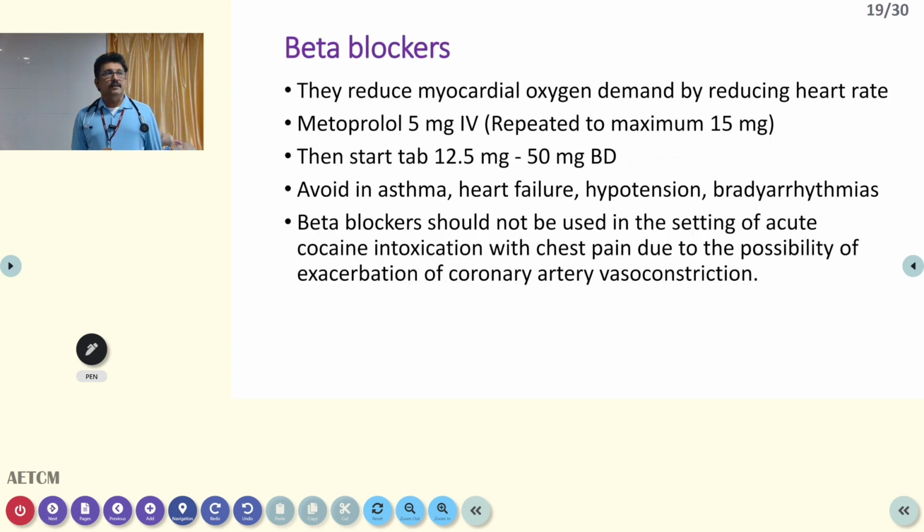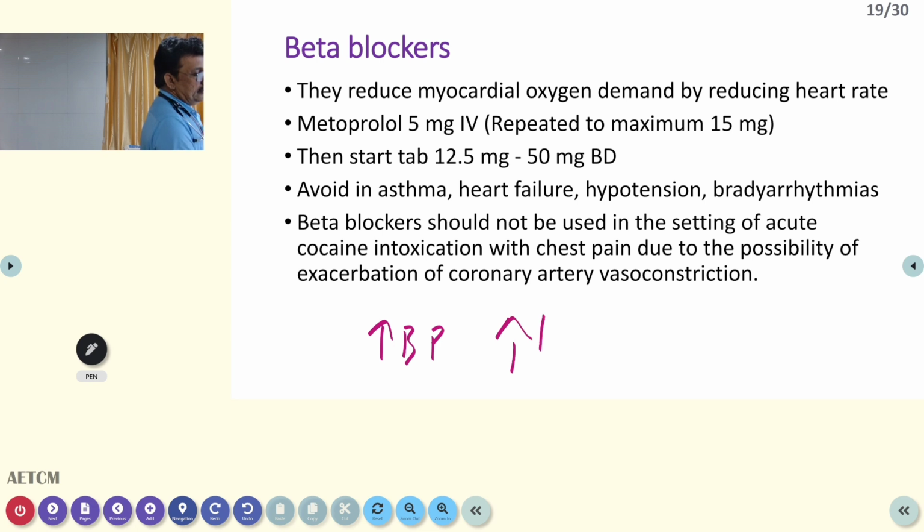Now, beta blocker is another important drug. Suppose the patient is having high BP, and the heart rate is high. What happens? If the heart rate is very high, the diastolic phase will come down, and oxygen demand will increase for the heart muscles.